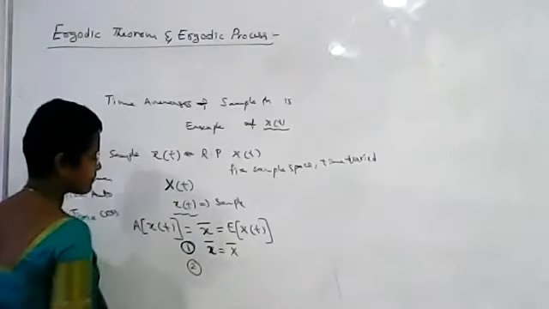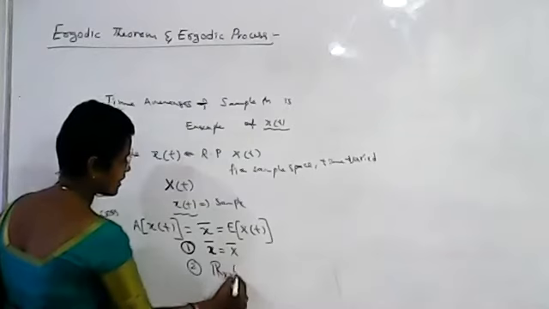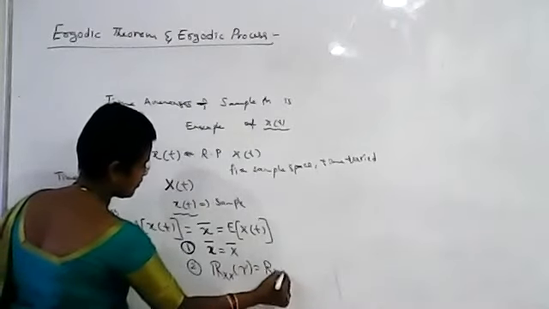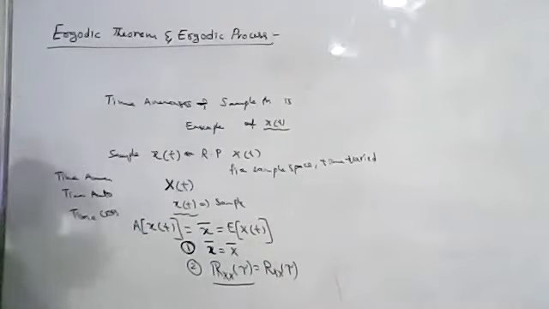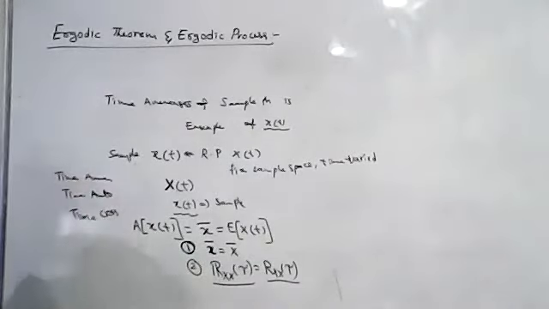The second time average function is the autocorrelation function, that is, the time autocorrelation Rxx(tau) is equal to the ensemble autocorrelation Rxx(tau). This is the symbol we use for the time autocorrelation function, and this is the symbol we use for the ensemble autocorrelation function.